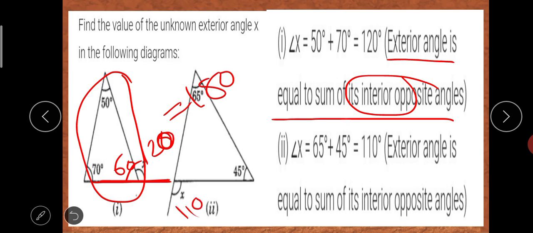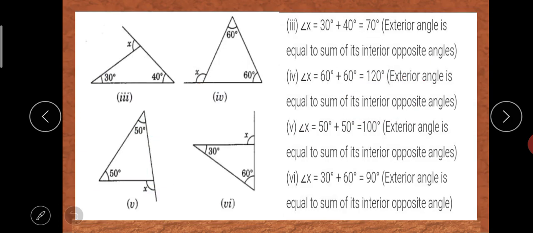Okay, the value of x we find here is 110. Next question, see the third one. Here 30 degrees and 40 degrees, two measurements, are given. Again find the value of x. Same reason: exterior angle of a triangle is equal to the sum of its interior opposite angles. So 30 plus 40 will be 70. Here we will get 70 degrees.